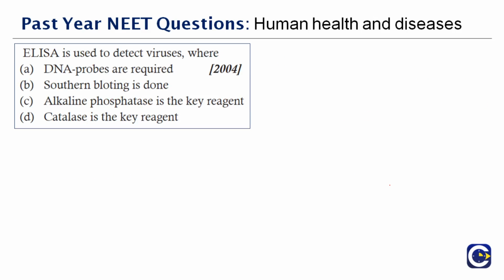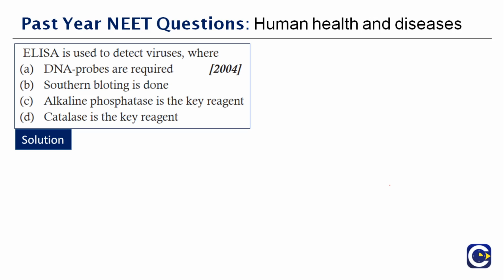Next question. ELISA is used to detect viruses where, and this question was asked in the year 2004. Analyze the statements again here. ELISA, as I already said, is a technique to quantitate extremely small amounts of protein, antibody or antigen with the help of an enzyme. The commonly used enzymes are peroxidase and alkaline phosphatase. While Southern blotting and DNA probes are used for molecular analysis of DNA. Catalase is not involved in ELISA.